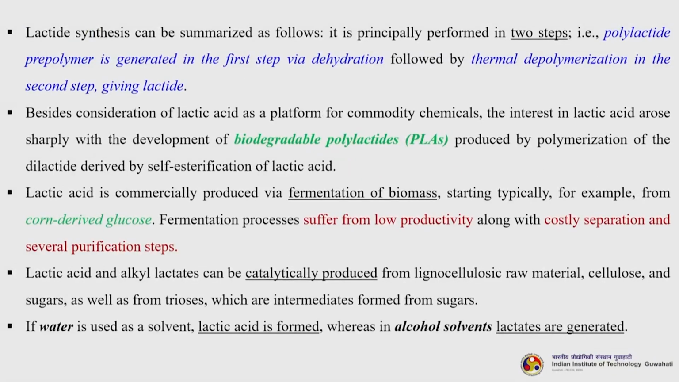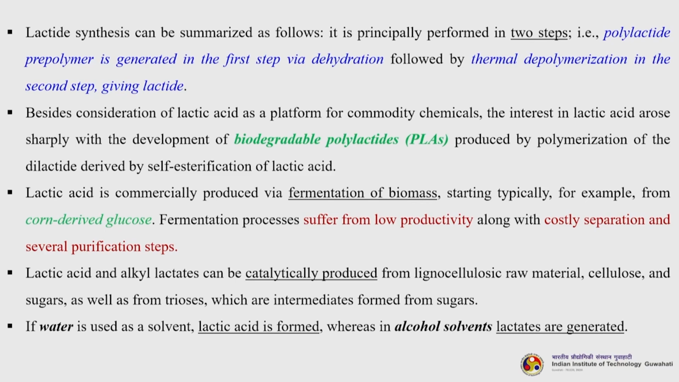Lactide synthesis can be summarized as follows. It is principally performed in two steps. First, polylactide prepolymer is generated in the first step via dehydration, followed by thermal depolymerization in the second step, which gives lactide. Besides consideration of lactic acid as a platform for commodity chemicals, the interest in lactic acid arose sharply with the development of the biodegradable polylactides, that is the PLA, polylactic acid, produced by polymerization of the dilactide derivative obtained by self-esterification of lactic acid.